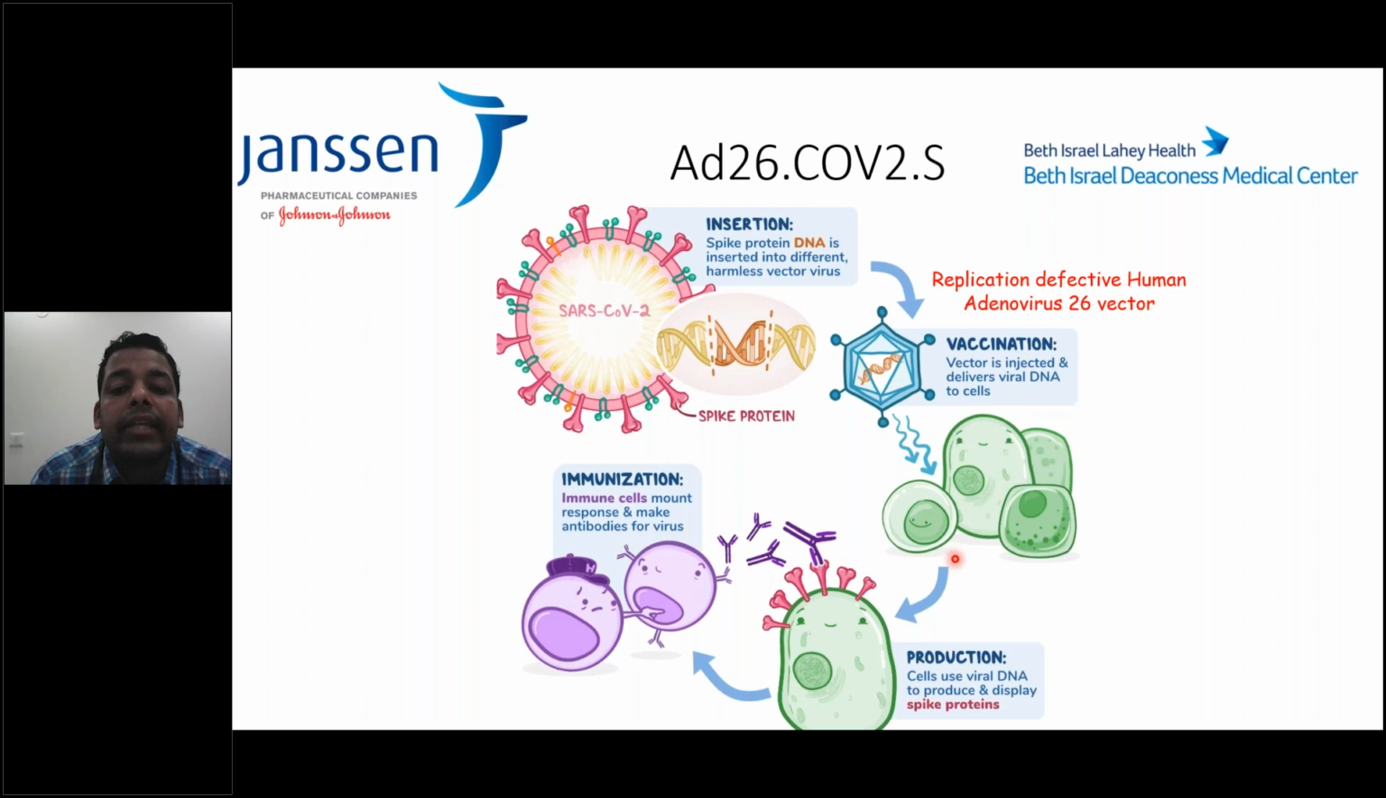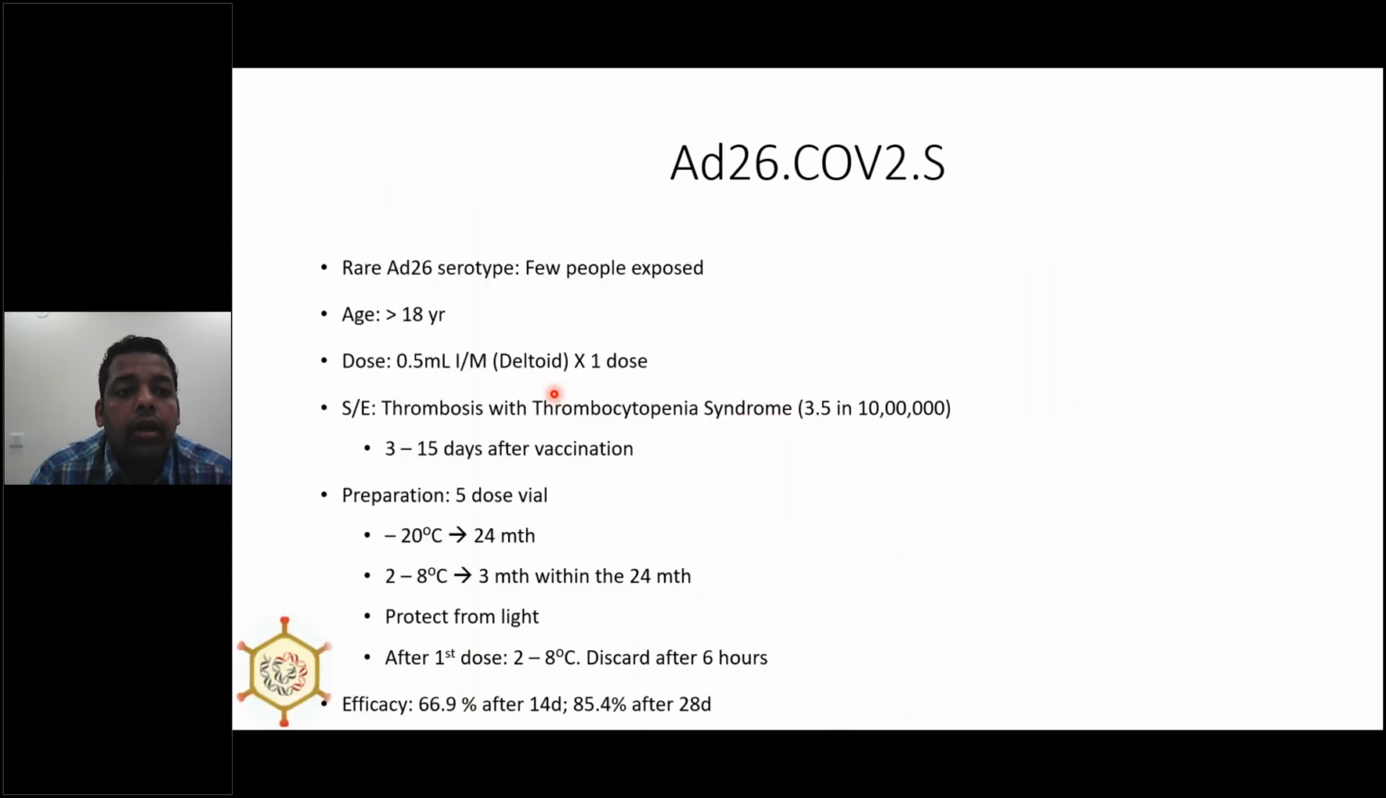This virus is picked up by the antigen presenting cells, which form antibodies against the spike protein that is present inside the genome of this virus, and our bodies are able to form antibodies and protect us from any virus which would contain those spike proteins. So they have used the rare serotype of adenovirus, that is adenovirus 26, and so fewer people would be exposed to this, so there would be lesser pre-existing antibodies.